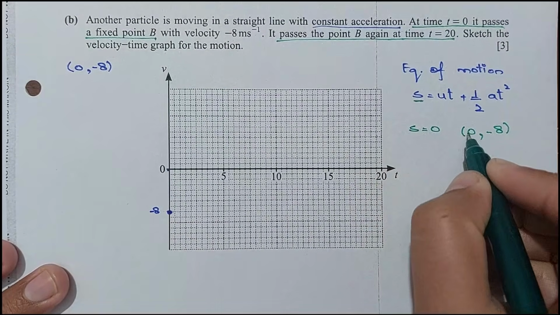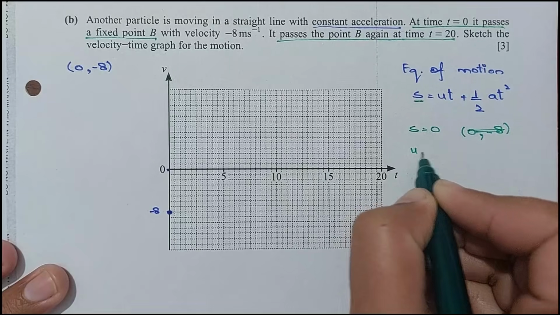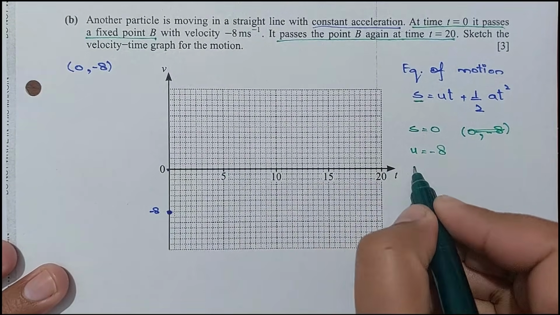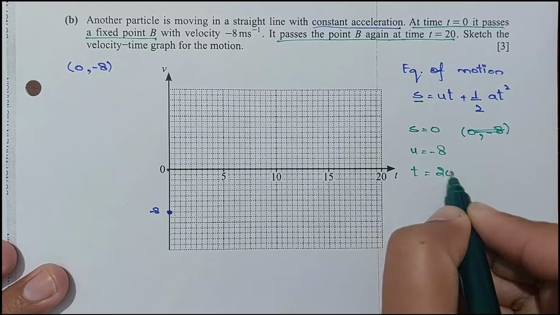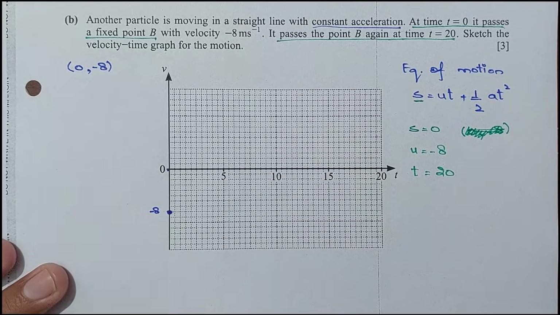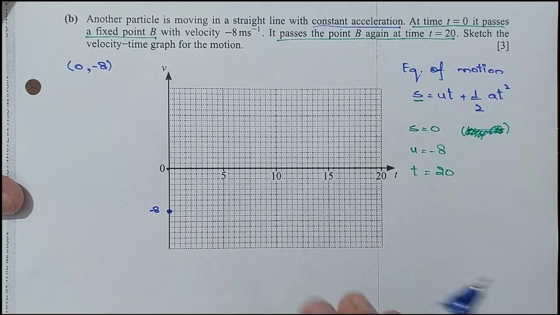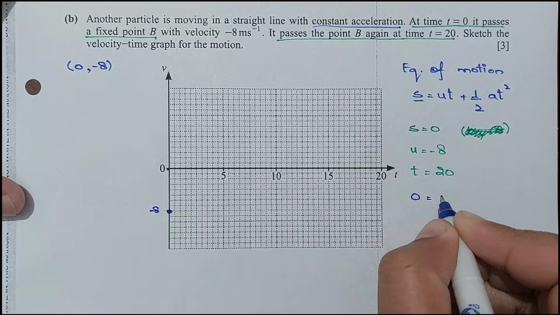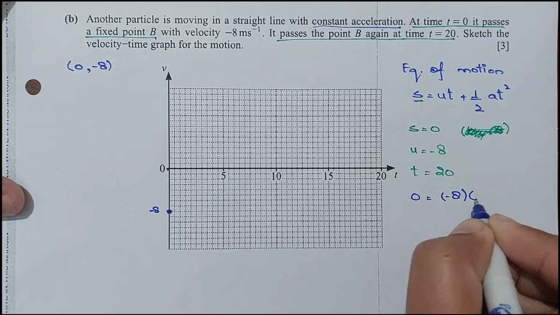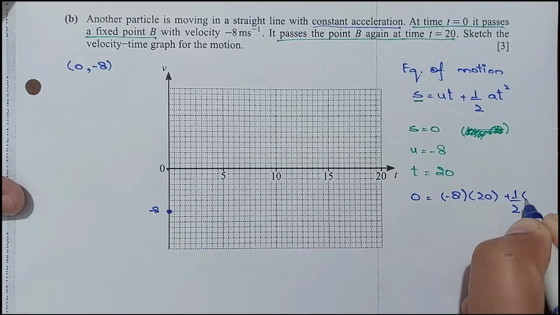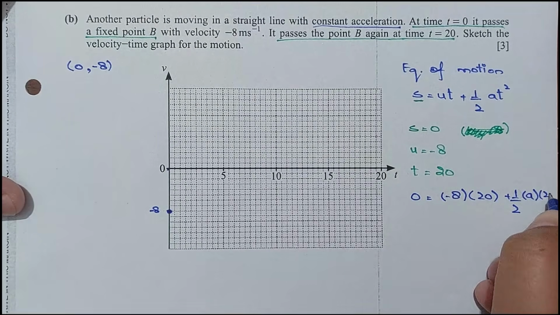You come to know the reason. And the initial velocity is negative 8, and the time we are taking is 20 now, not this point, sorry. Just substitute and simplify and solve for the acceleration here. So the displacement is 0, initial velocity is negative 8, and time is equal to 20, plus half acceleration a, and time is 20 square.